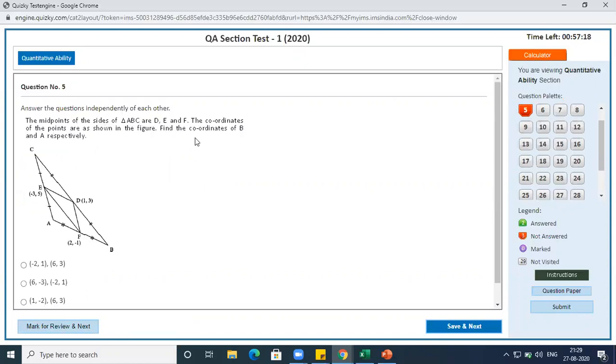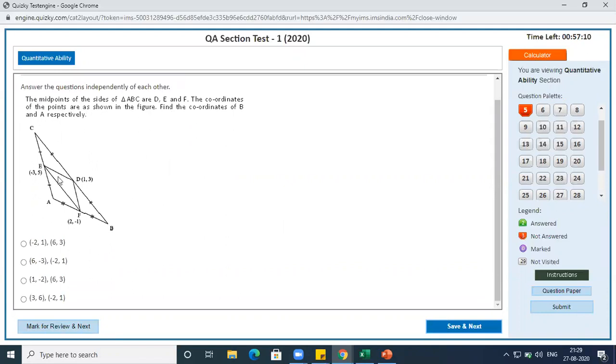The midpoint of the sides. I'm looking at the diagram. The statement here is only in English, there is no number here. So all I have to interpret is from the diagram, from the figure. It says the midpoint of the side. So these points are the midpoints of the sides of this triangle DEF.